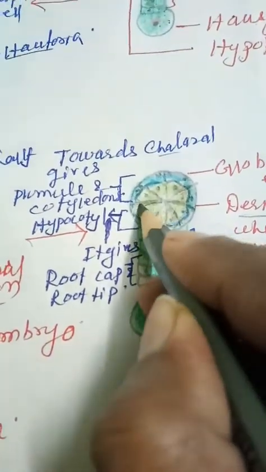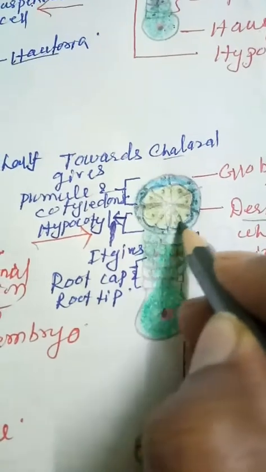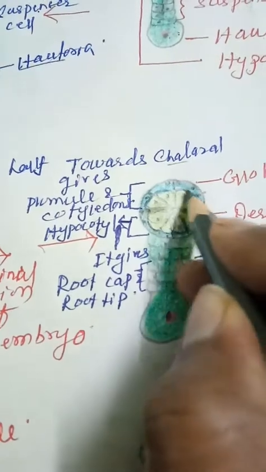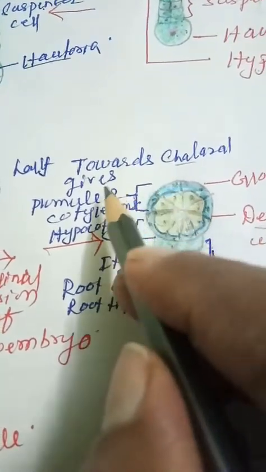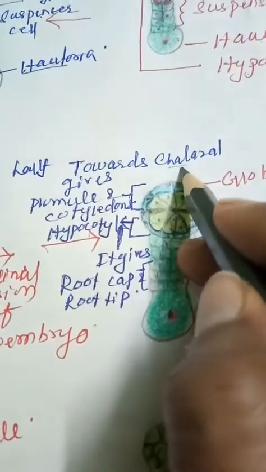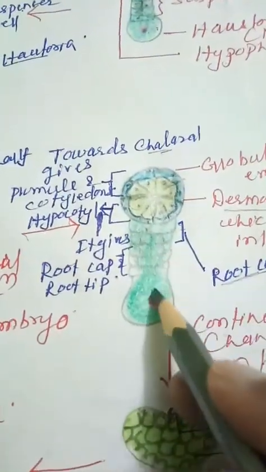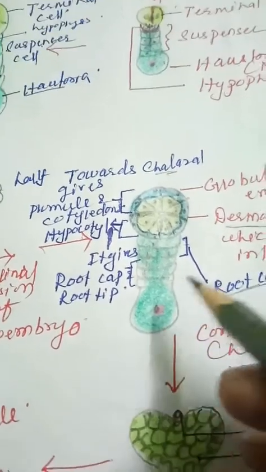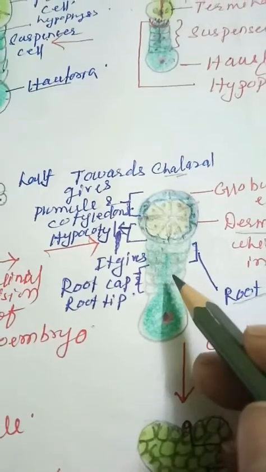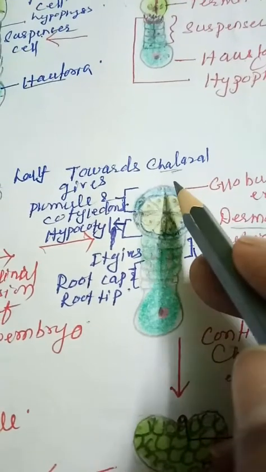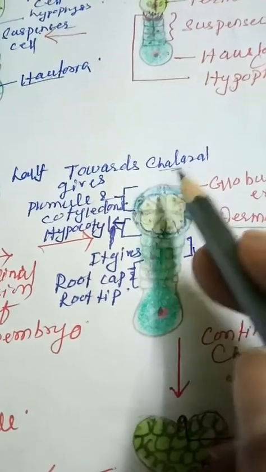Here in the terminal cell, the lower 4 cells will develop into hypocotyl, and the upper 4 cells give plumule and cotyledon. These terminal cells are towards the chalazal end, and the haustorium is towards the micropylar end. So what is the function of suspensor cell? Suspensor cells simply push the developing embryo into the endosperm so that it will absorb the nutrition from the endosperm.